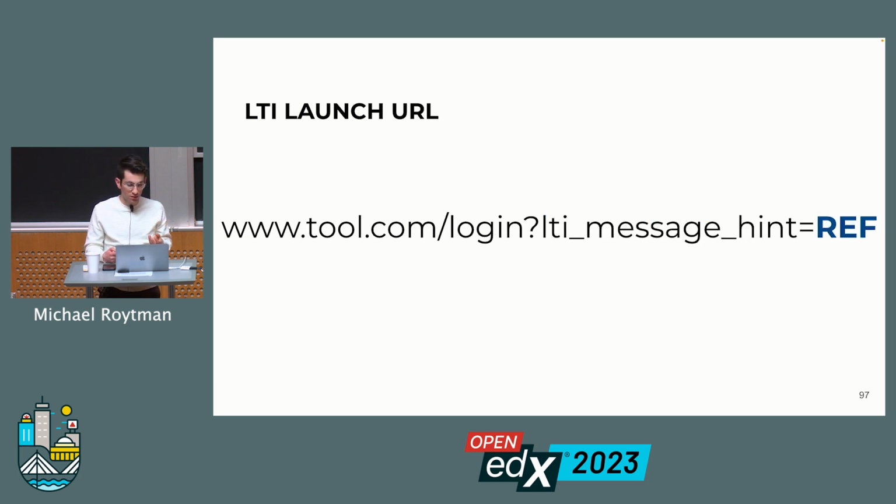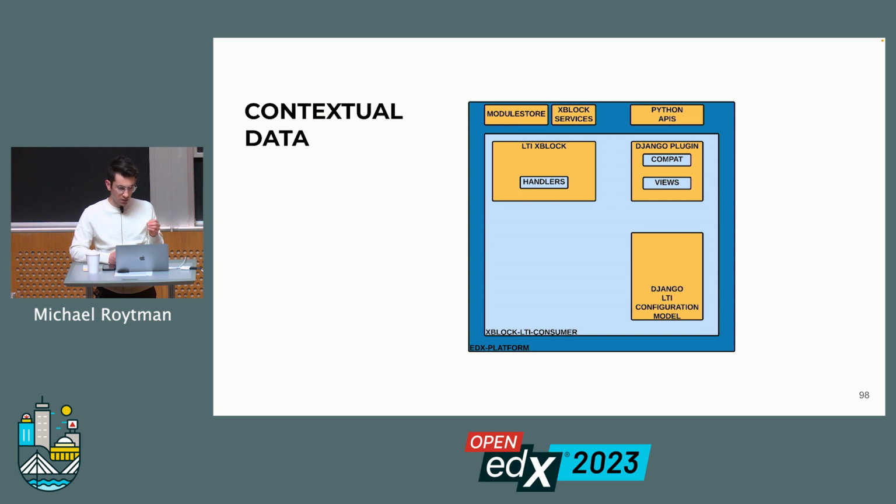Our approach was to use this to pass a reference to the contextual data so that it would be received by the LTI library when generating the launch URL, and then received again by the views implementing the second leg of the LTI launch flow, and then the library would have access to this contextual data throughout the entire lifetime of the LTI launch. Again, a lot of magic there. So the way that this works, I'll show you in a moment.